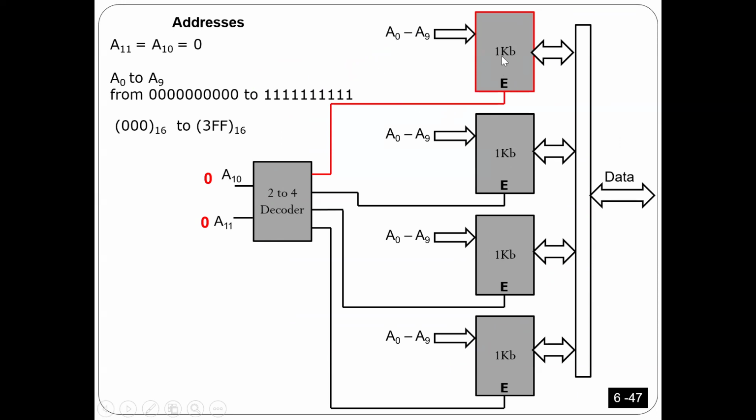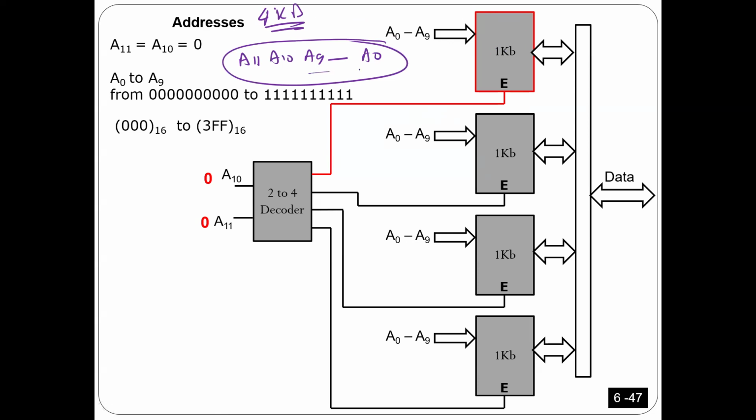This memory is 1 KB, and I told you there is a relation between how many locations you have here and how big the input address is. If the address is n bits, the number of locations is 2 to the power of n. Because this is 1 KB, the input address should be 10 bits: A0 to A9 for each chip. Is that okay? Now, because I have 4 kilobytes, my address should go from A11, A10, and then A9 all the way until A0. This is the address.